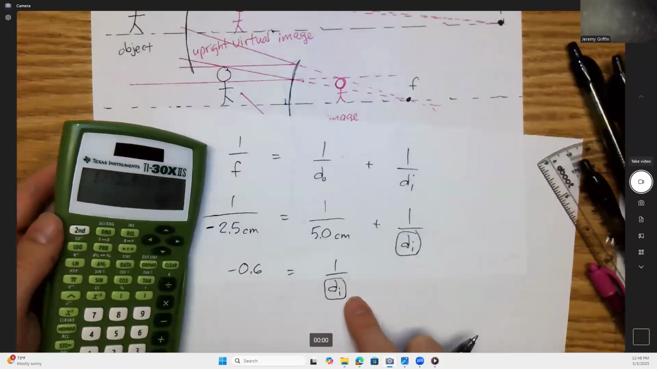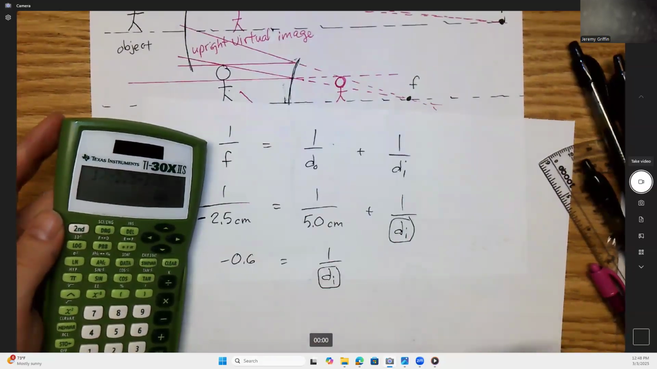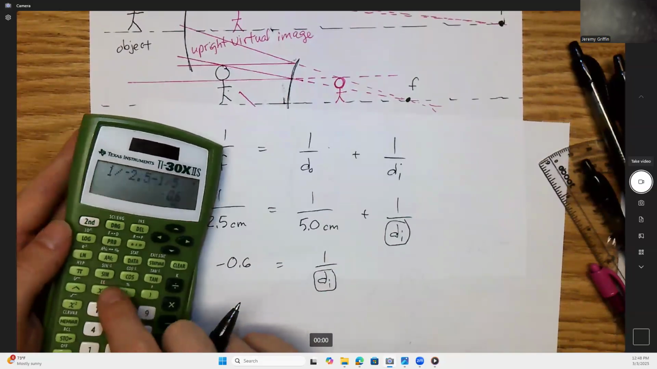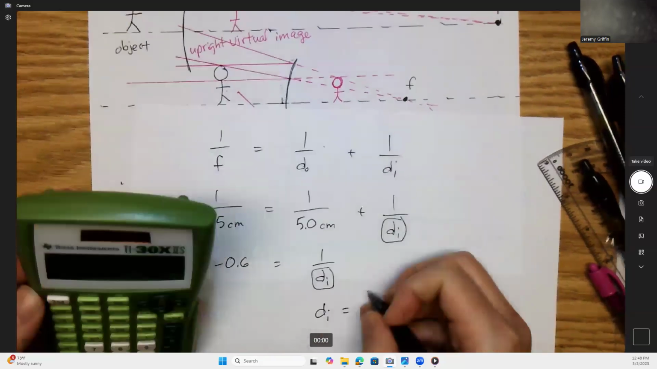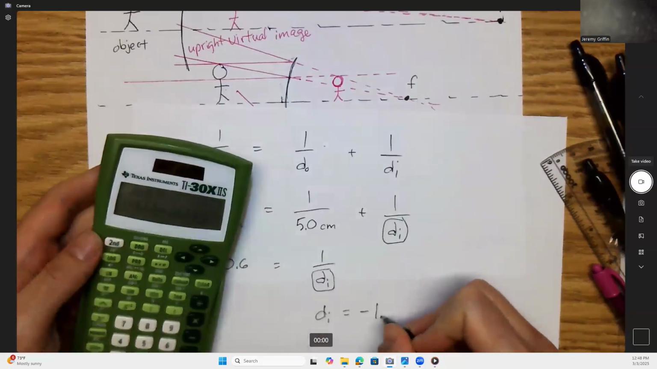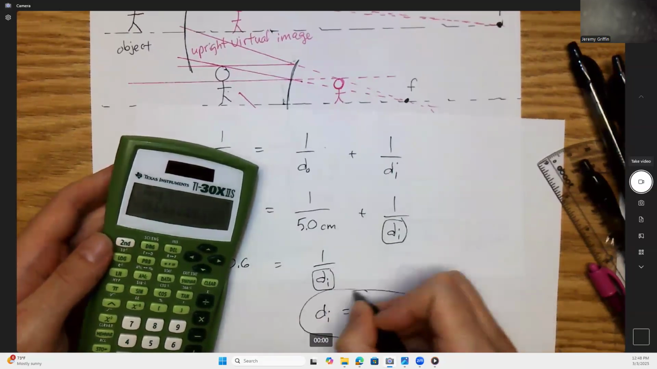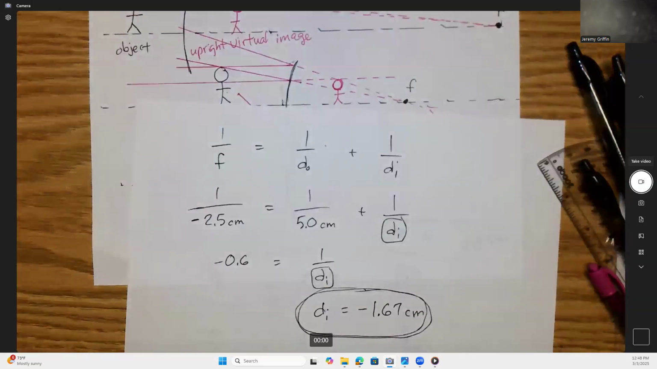Now, how do I get di? I have to do what to both sides? Take the reciprocal. So you can do 1 over the answer, or there's actually a key for it right above the 7. I'll take the reciprocal for you. So I'm getting distance image is negative 1.67 centimeters. So we're between 1.5 and 2 centimeters on the opposite side. Negative means it's a virtual image, so the image should be showing up on the other side. That's been true so far today.